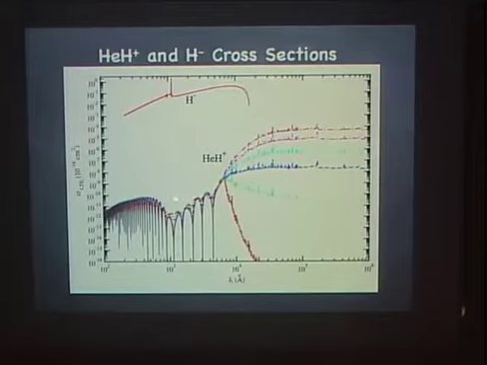Probably didn't look at the scale before, but here are the cross sections for HeH+, compared to the H minus cross section. And the most important cross section is this one, in red, 500 Kelvin, eight orders of magnitude difference. So I could have guessed before doing the calculation that it was going to be important.